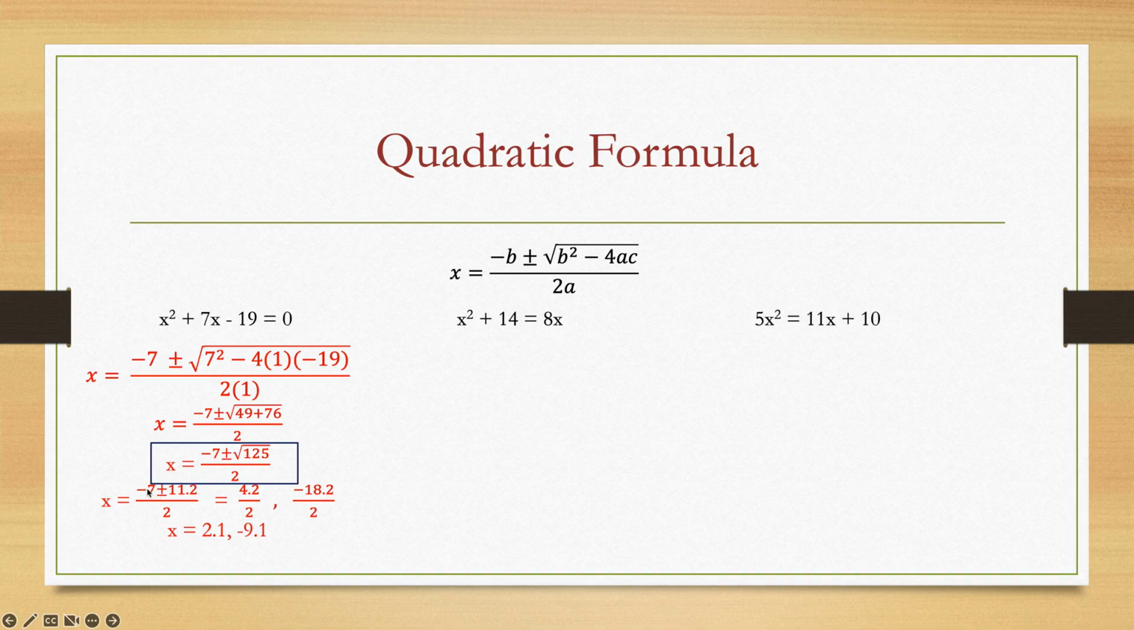And then I have two things to do here. One is negative 7 plus 11.2, that was 4.2. The other is negative 7 minus 11.2, that was negative 18.2. Divide both by 2, and that gives me 2.1 and negative 9.1. All right. So on the next one, remember to subtract 8x from both sides to get your values for A, B, and C. And then we will solve the quadratic formula that results. Go ahead. Take it from beginning to end.